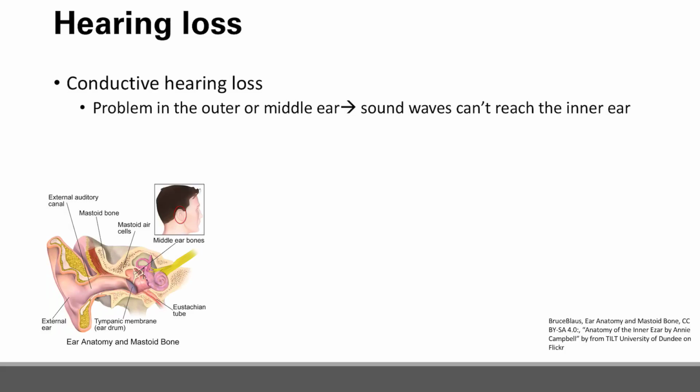We now turn our attention to hearing loss. There are two types of hearing loss. You can have a conductive hearing loss. That's due to a problem in the outer or middle ear. Remember, the outer or middle ear conduct sound to the inner ear.